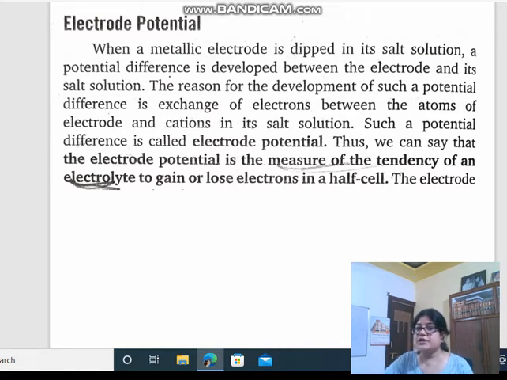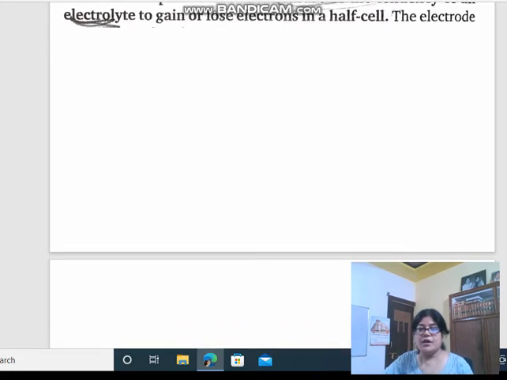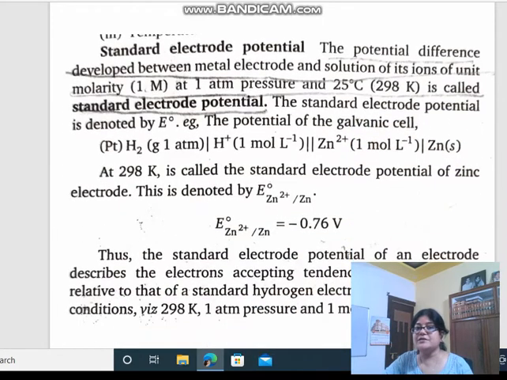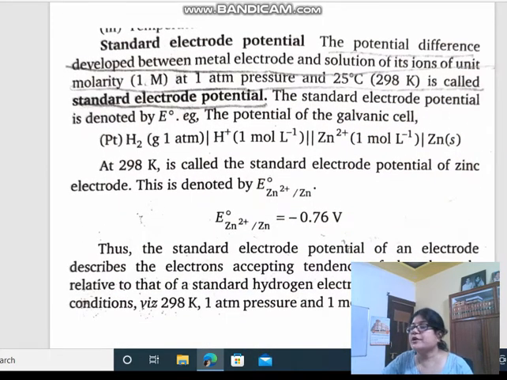So electrode potential gives us measurement. Now the next topic is standard electrode potential. It is generally asked, what is a standard electrode potential? When we find the electrode potential of any metal with respect to hydrogen, then we get the standard electrode potential.